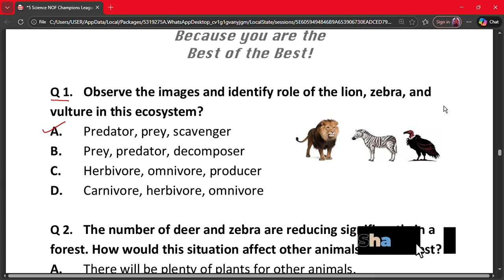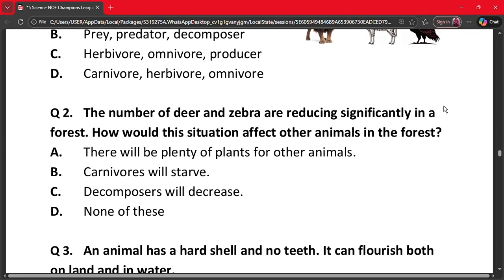The lion hunts and eats other animals, that is predator. And the zebra is eaten by predators, that is prey. And the vulture feeds on dead animals, that is scavenger. This combination forms a healthy food chain. Next question is question number 2.